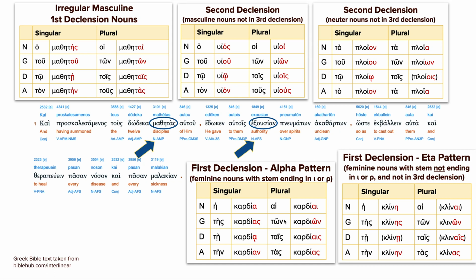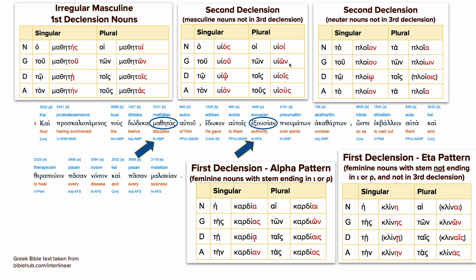Now, as long as we're on feminine first declension nouns, let's talk about the eta pattern. So you either have the alpha pattern, where the stem ends with iota or rho, and then all other feminine nouns will fall into this eta pattern. So here we have hey kline. Hey kline means the bed. Tes klines, te kline, tain klinein. Hai klinai, ton klinon, tais klinais, tas klinas. All right, so those are our first declension nouns.